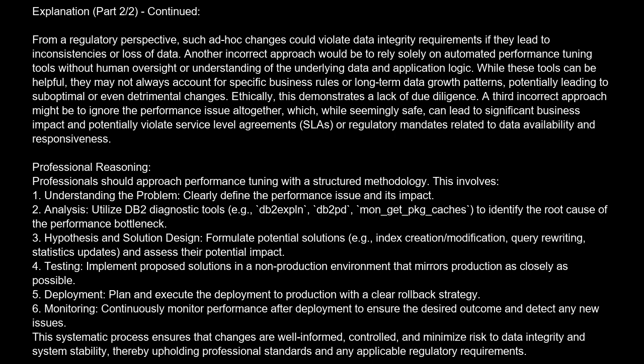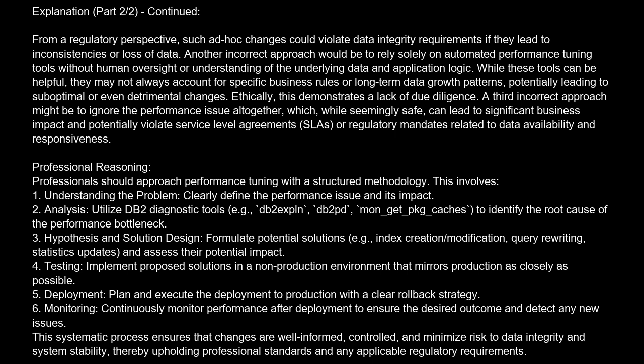Professional reasoning. Professionals should approach performance tuning with a structured methodology. This involves 1. Understanding the problem. Clearly define the performance issue and its impact. 2. Analysis. Utilize DB2 diagnostic tools, e.g., DB2 Explain, DB2 PD, MON_GET_PKG_CACHE to identify the root cause of the performance bottleneck. 3. Hypothesis and solution design. Formulate potential solutions, e.g., index creation/modification, query rewriting, statistics updates, and assess their potential impact.